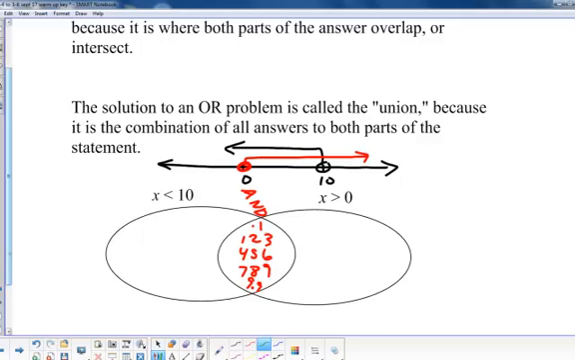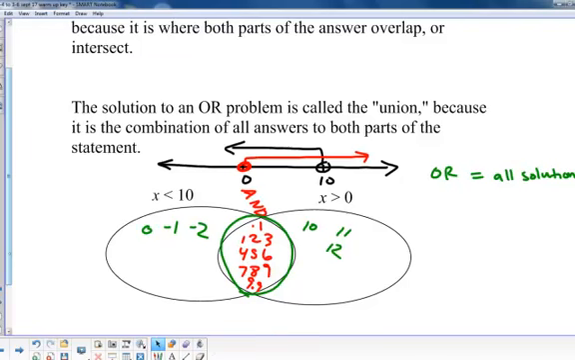The ones on the outside are going to be things more than 0. This is 10, 11, 12, everything above. Things less than 10 that are also less than 0 is like 0, -1, -2. So our "and" is right there. Our "or" would be all solutions because it goes both directions.